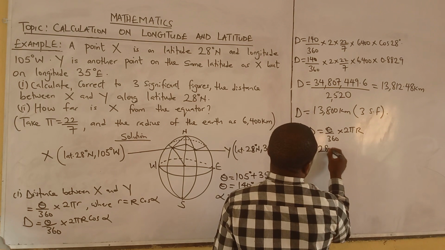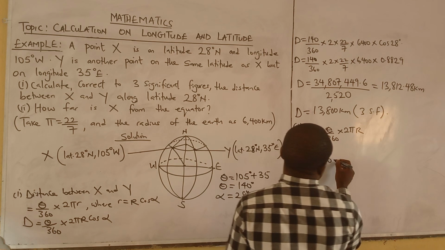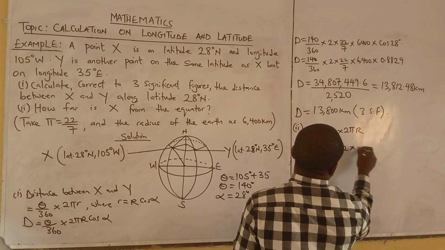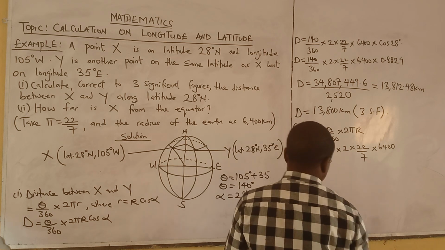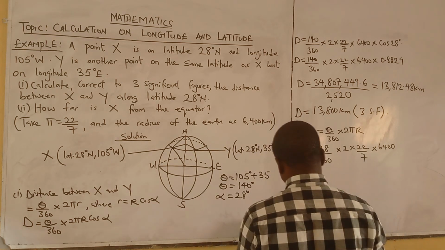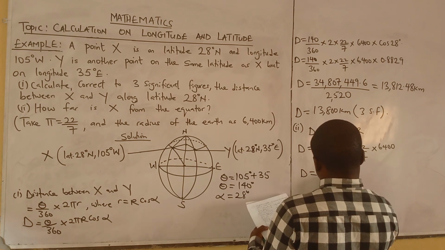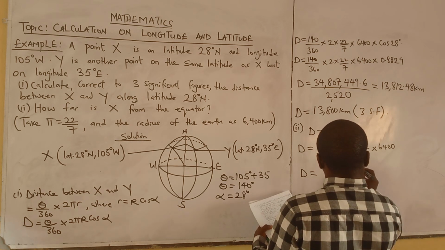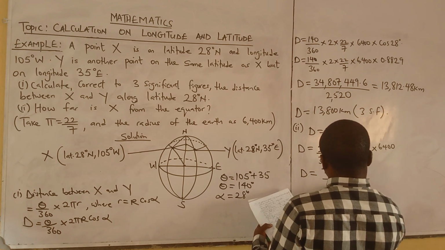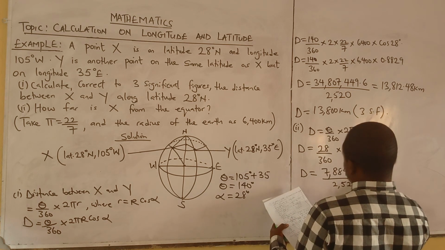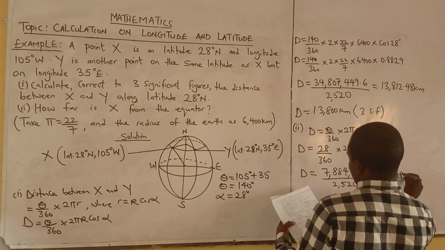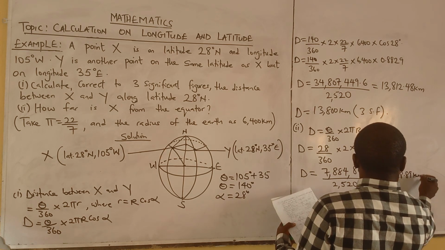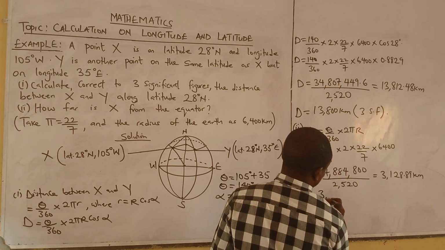We have 28 over 360 times 2 times 22 over 7 times 6,400. The distance now, when you multiply all the numerator, we have 7,884,800 divided by 2,520, which equals 3,128.89 kilometers.